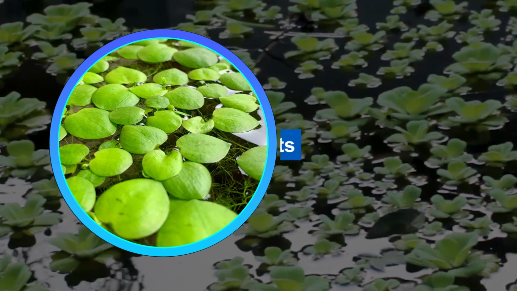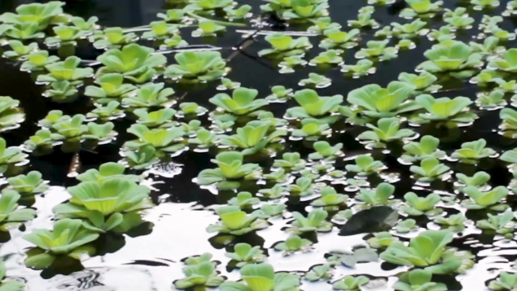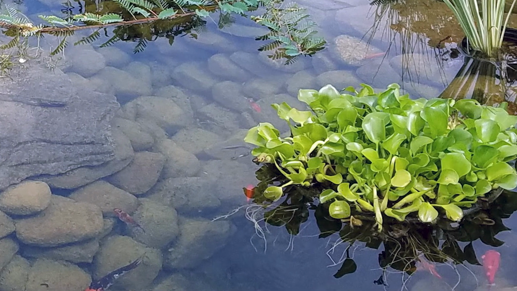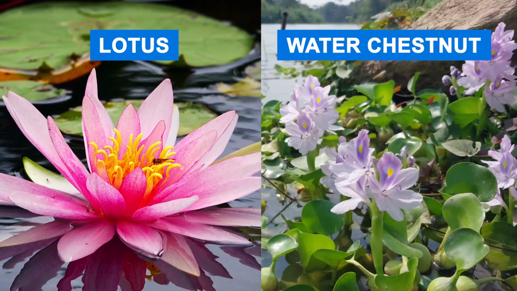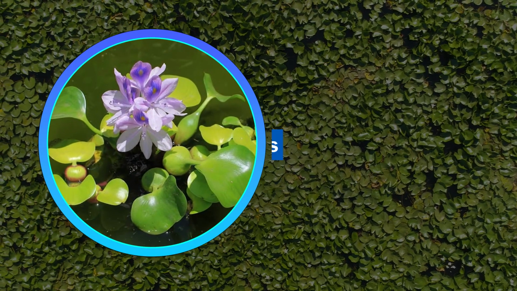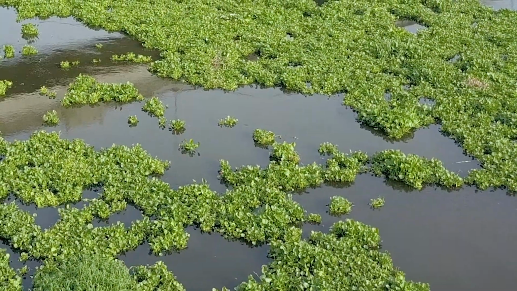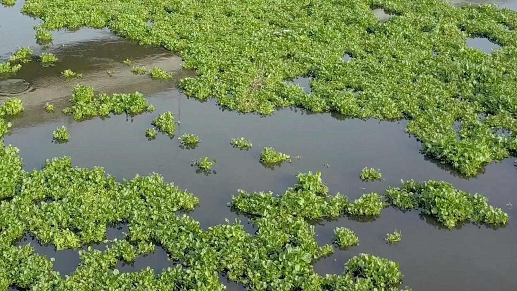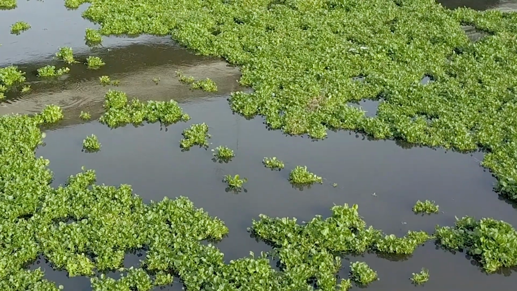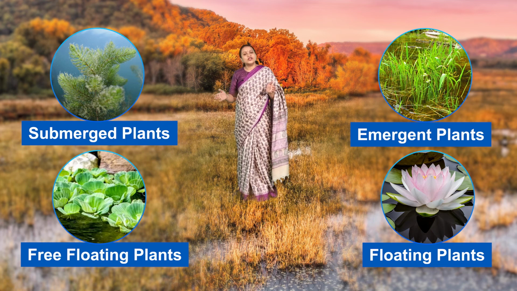The third group is floating plants. These plants have leaves that float on the water surface. Their roots may be attached in the substrate or floating in the water column. Examples of such plants are lotus and water chestnut. The fourth category is free floating plants. These plants float freely on the water surface. The entire plant is suspended on the water, allowing the plant to be moved around the pond by wind and water currents. Examples of such plants are duckweed and water hyacinth. These were the four categories of plants found in wetlands.